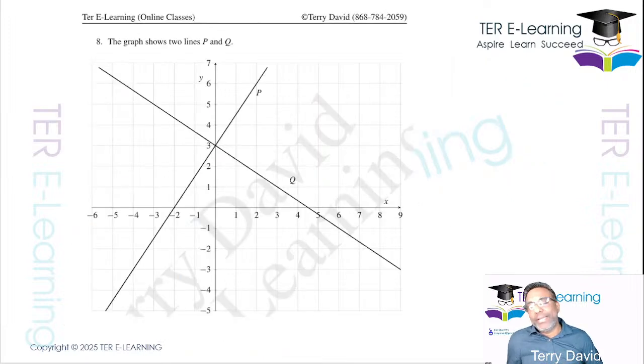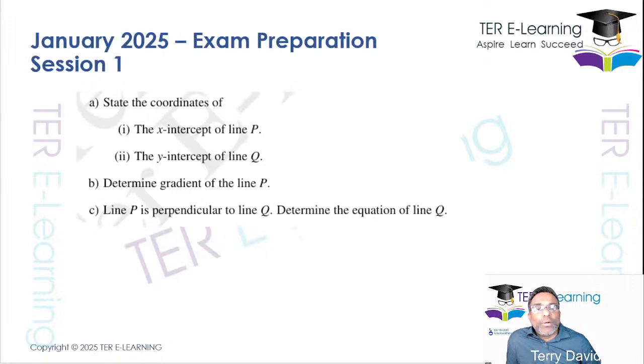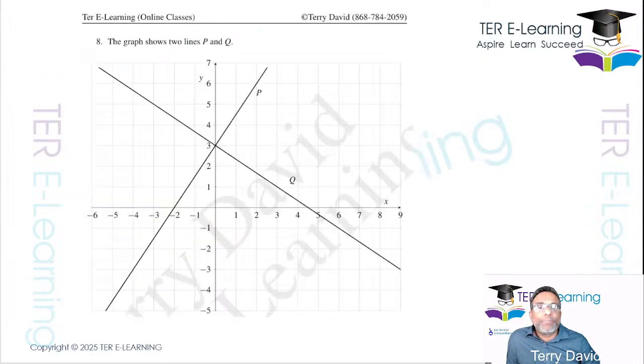Question 8 is typically our functions question, but usually in the form of a graph. So we have two straight lines P and Q here. And what do we want to work out? The first thing we want to work out is the coordinates of the x-intercept of the line P. If we look at the graph, we are looking at line P here. You want the x-intercept. Could you all write down the coordinate for me here?